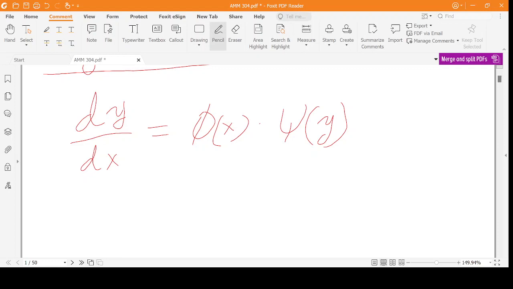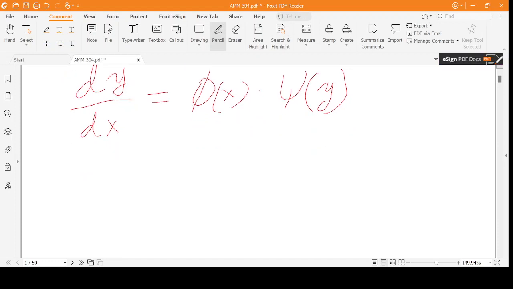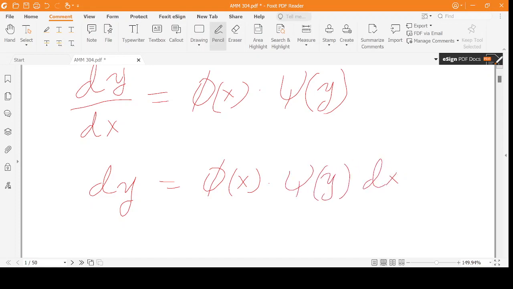What we mean by this method is that you take all the terms that contain x and put them on one side, and anything that contains y, put it on the other side. Then we just use direct integration. This can be achieved by first multiplying both sides by dx, so that we write dy equals phi of x times psi of y multiplied by dx.